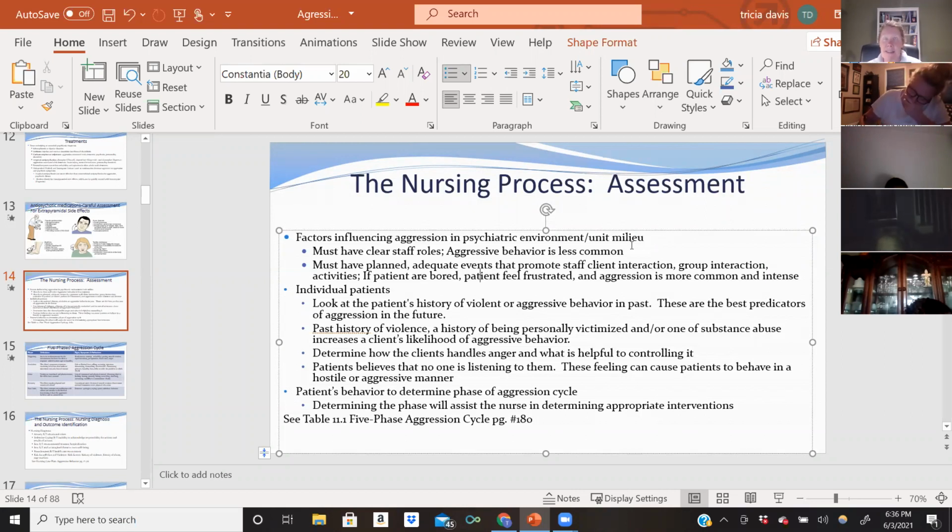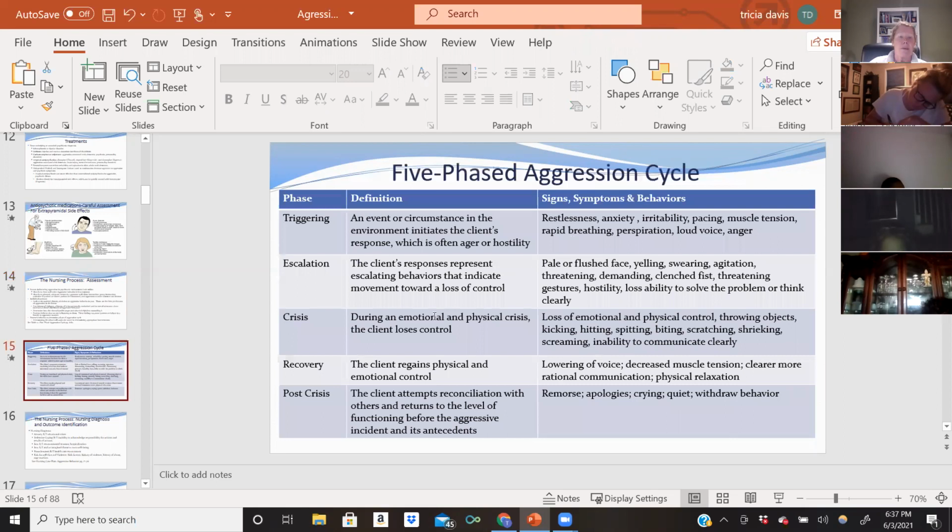When patients believe that people are not listening to them, they get angry and hostile. So we want to make sure that we always acknowledge our patients and actively listen to them. And then we have to determine what phase of the aggression cycle our patients are in, because if we know what phase they're in, we can know what to expect and the appropriate interventions to give them. If you look on page 180, or table 111.1, you will see the 5-phase aggression cycle, and it goes into a lot of detail. But this is it right here.